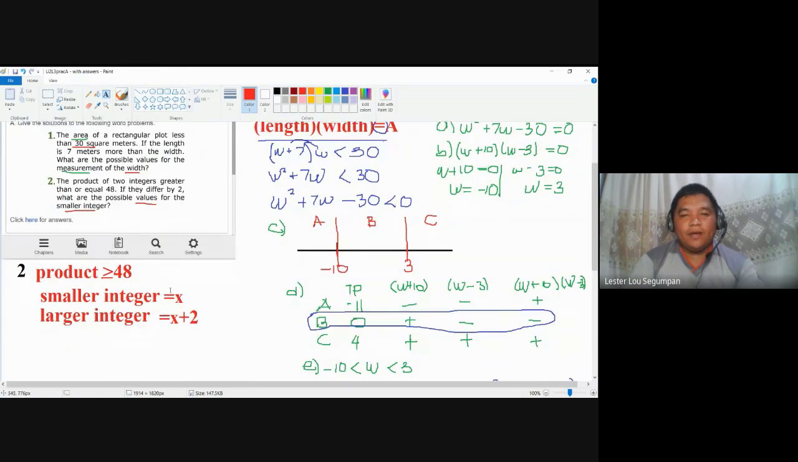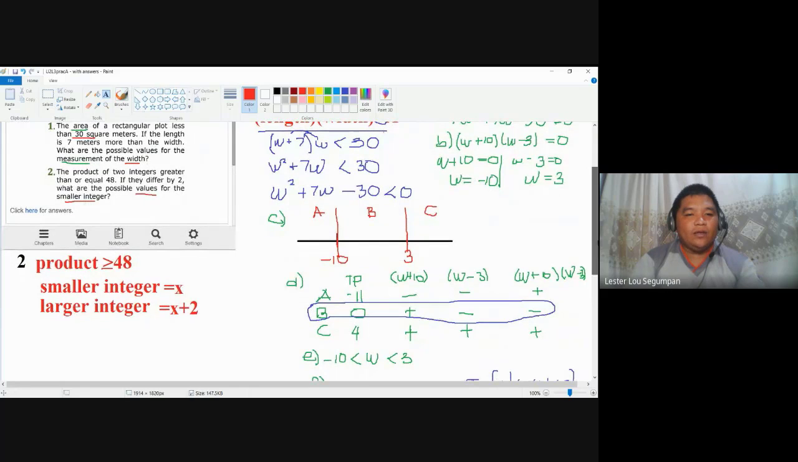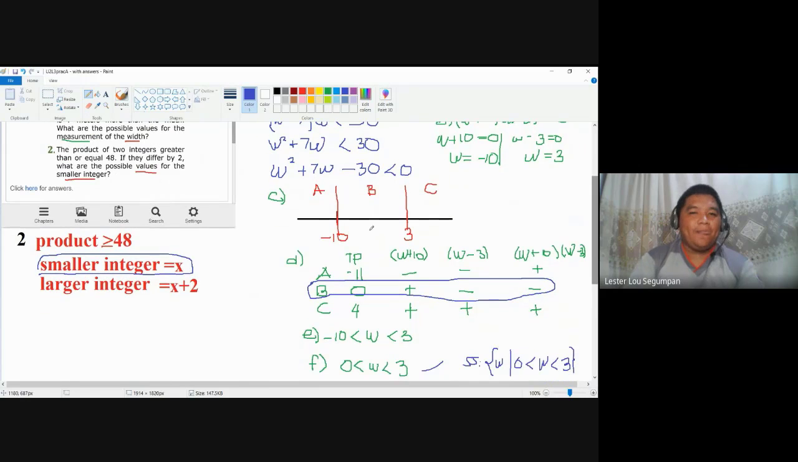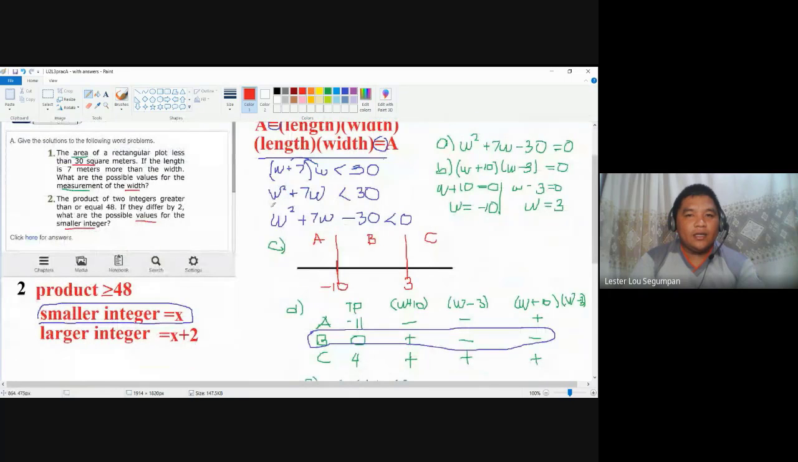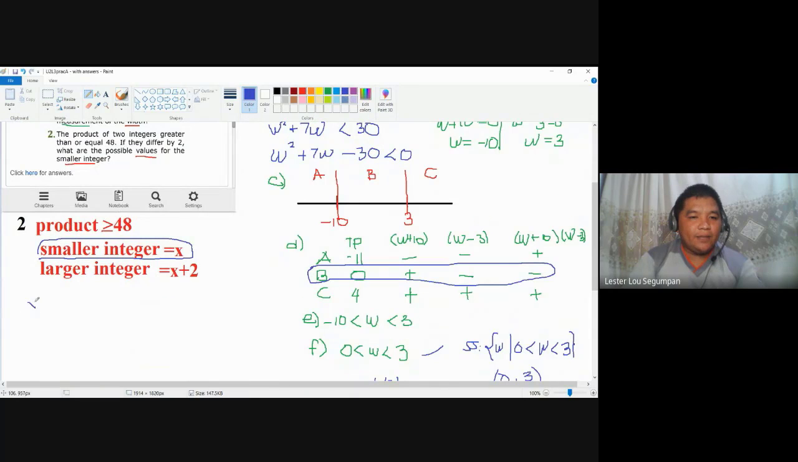We have these facts given, and then we are looking for the possible value for the smaller integer, which is x. So we're going to look for the solution involving x. So let's try. The second step will include the equivalent number sentence. So we have here the product of two integers x and x plus 2 must be greater than or equal to 48.